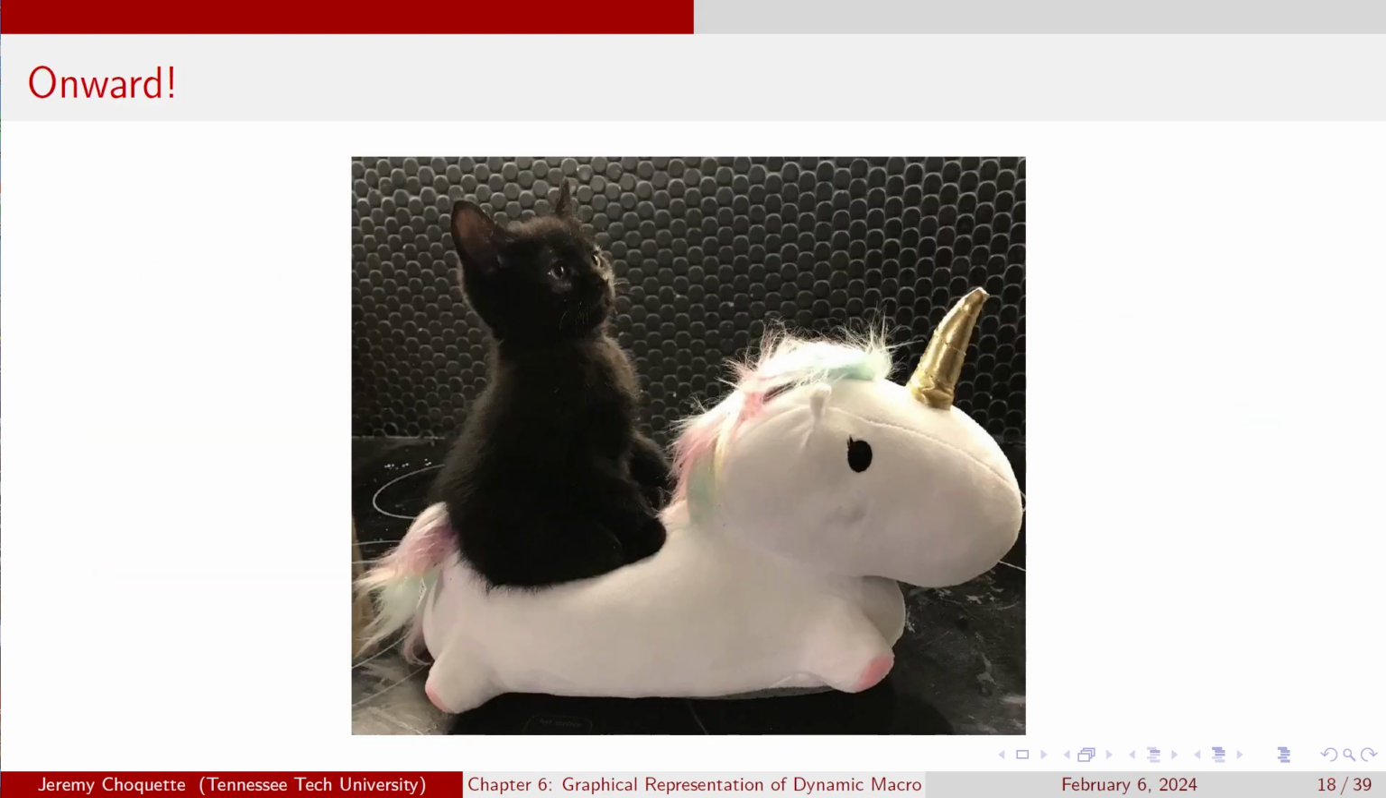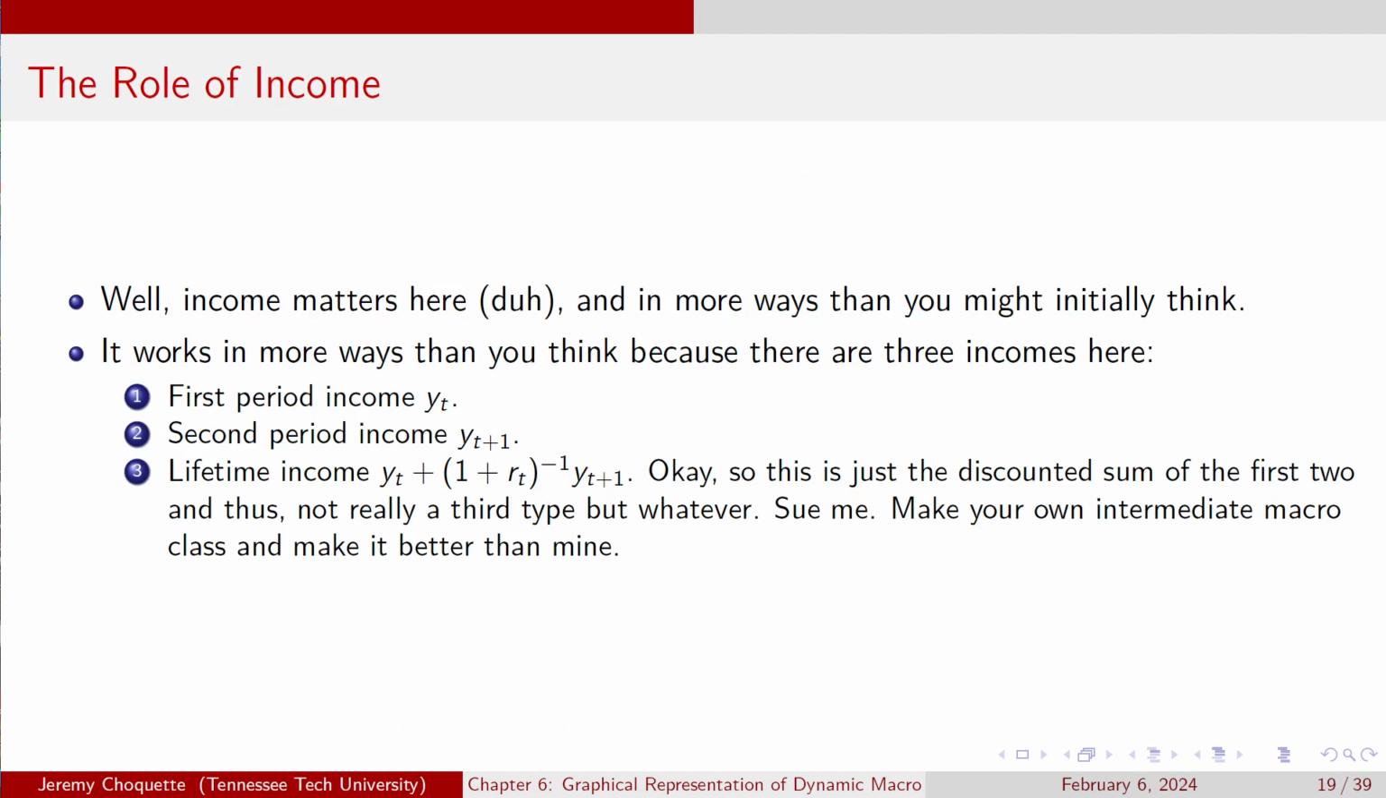So moving onward. So income matters. Pretty obvious that income matters.